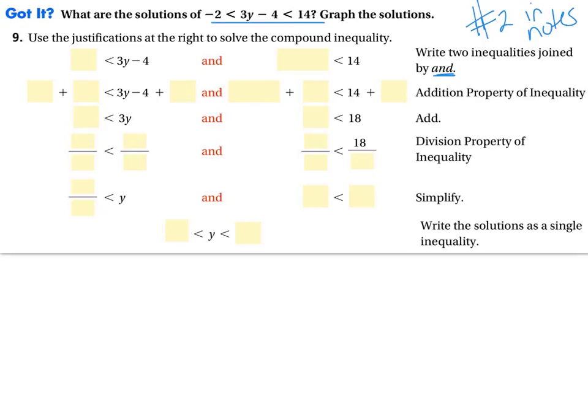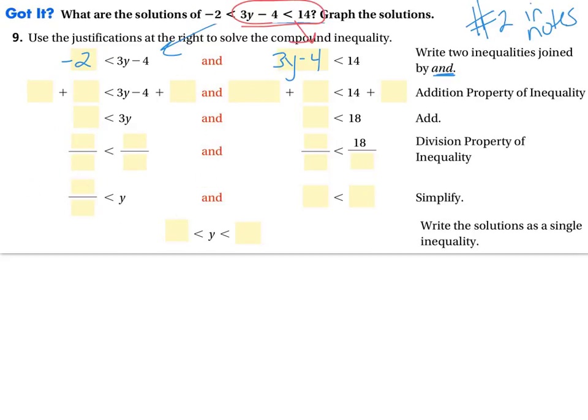So we're going to first look at this inequality, and we're going to put it over here. And then we're going to look at this inequality, and we're going to put it here. So let's go ahead and do that. So here's the first half, and here's the second half. Now, we're going to go ahead and solve these as two separate problems. So we're only going to work on the left side first.